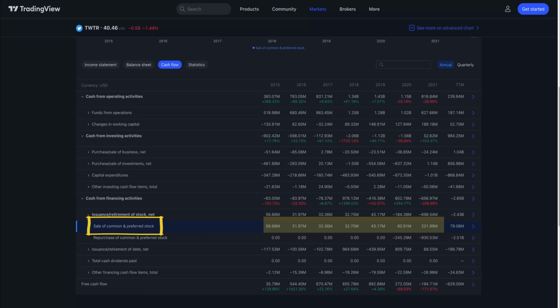For those who are unaware, the main difference between preferred and common stock is that preferred stock gives no voting rights to shareholders, while common stock does. Also, preferred shareholders have priority over a company's income, meaning they are paid dividends before common shareholders.